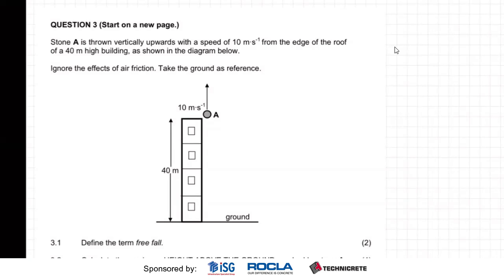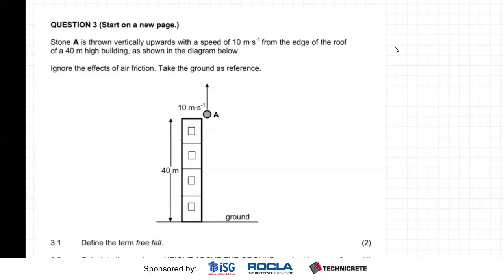Question 3 tells us that there's a stone A which is thrown vertically upwards with a speed of 10 meters per second from the edge of the roof of a building that is 40 meters high. And we can look at the diagram. It also says we must ignore the effects of air friction and take the ground as reference.